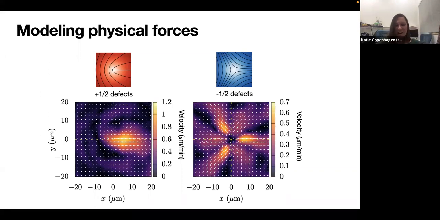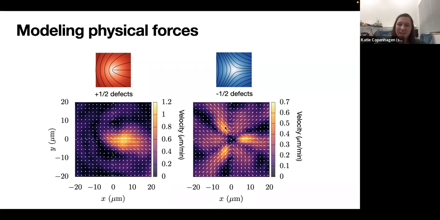So these are our experimentally measured flow fields around each type of defect. And you can see the same kind of things that I showed you in the model. We have a high amount of flow coming in from the right to the left, towards the center of the positive defects, and a lower flow coming out the other side. So we have, in fact, a convergence of material at the center of the positive defects, which is associated with new layers forming.